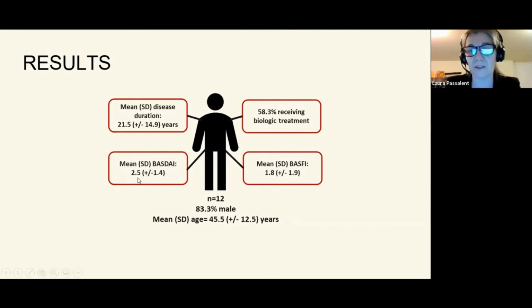I'm sure many are familiar with filling out that questionnaire. So a low score indicates good disease control. And they also had high function. So again, with the BASFI, I'm sure everybody's been filling out questionnaires, at least those who have attended the Toronto clinic, that a low score indicates high function. So low disease activity, high functioning individuals.